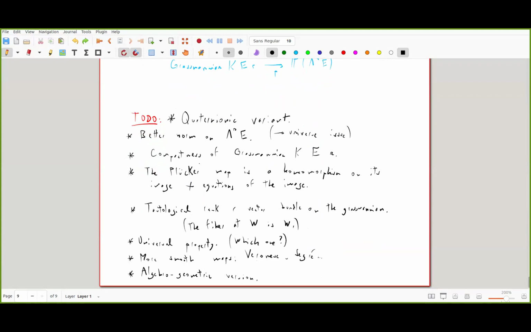The Plücker map is known to be injective, a homeomorphism onto its image. The equations of the image are known. I have not implemented that yet. The Grassmannian, of course, has a tautological rank R vector bundle because it parameterizes R-dimensional subspaces of E. It has a universal property, actually several universal properties. And then there are all the smooth maps, mostly on projective space, that you would like to be able to define. This is kind of a joke, because before you can define that, you need to know way more things about flatness in Lean. I don't think we have that yet.